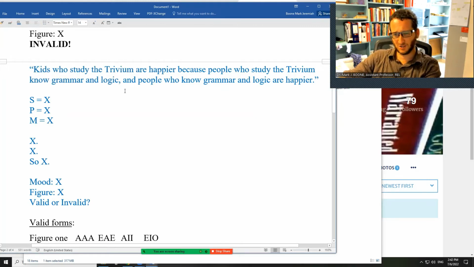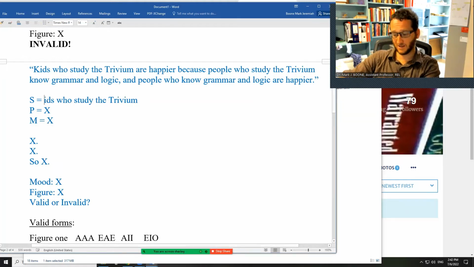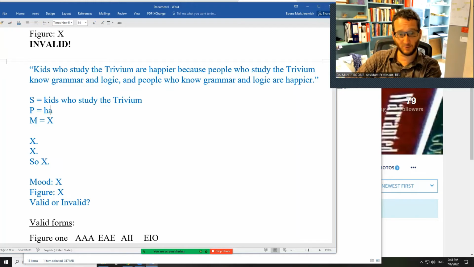Now, I want to pay attention to what my terms are. My S term is going to be kids who study the trivium, or people who study the trivium. If you don't know what this is about, great, it doesn't matter. You don't need to know what the trivium is. What you need to know is whether the structure of the argument is such that the premises guarantee the conclusion. So in my conclusion, I have all S are P. All kids who study the trivium are people who are happier, or happier people.